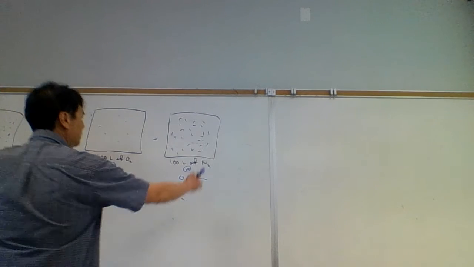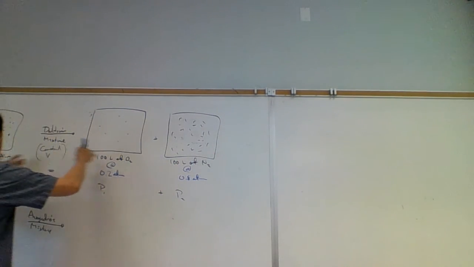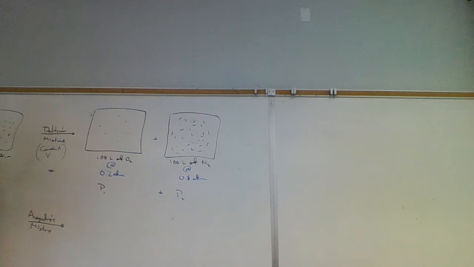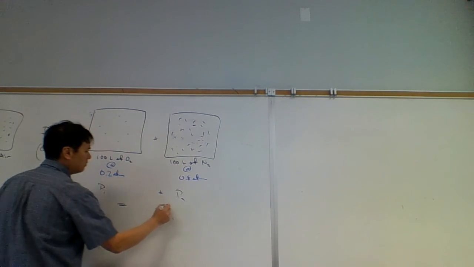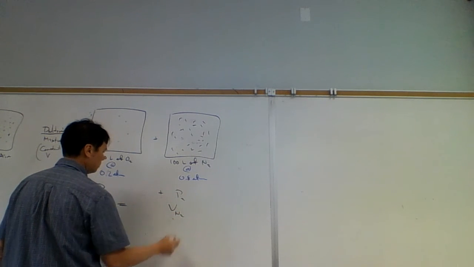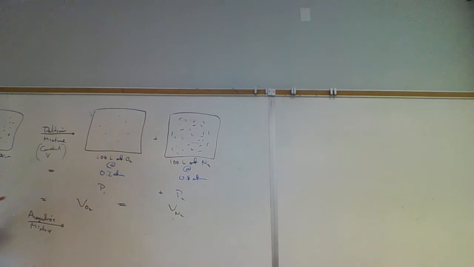100 liters plus 100 liters should give me 200 liters, but it doesn't. Because what I do is I take these and combine them into one box. If I combine them into one box, I get 100 liters of air at 1 atmosphere. So this is what we call constant volume. The volume doesn't change. In other words, the volume of air is equal to the volume of O2, which is equal to the volume of N2. We call that constant volume. The volume is always the same for everything.